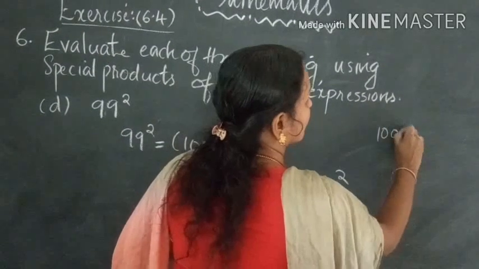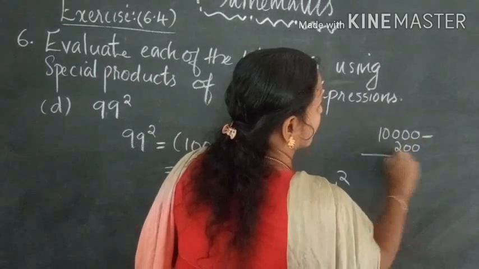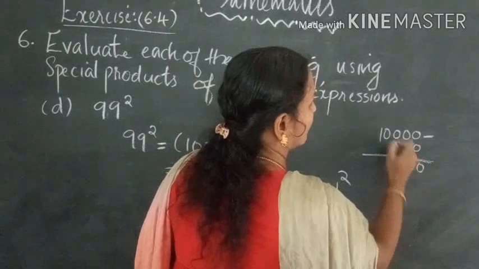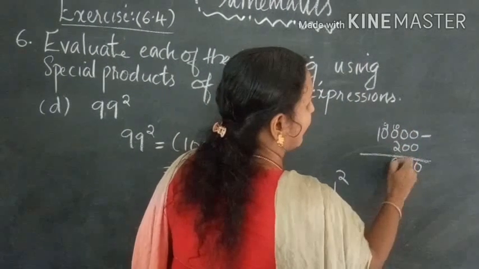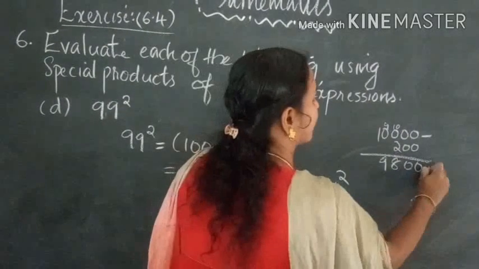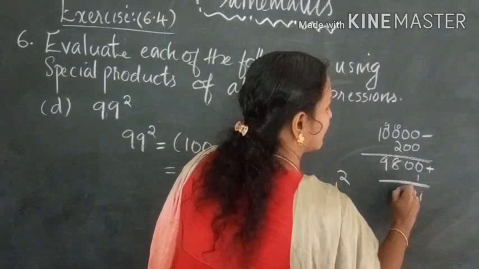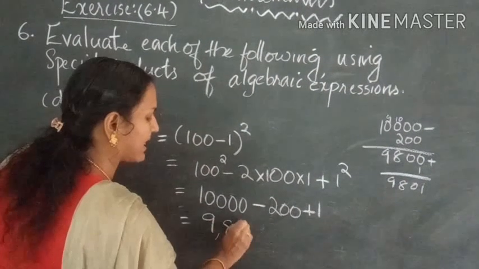10,000 minus 200. 0, 0, here 10, here 9. 10 minus 2 is 8, then 9. So 9,800 plus 1 is 9,801.